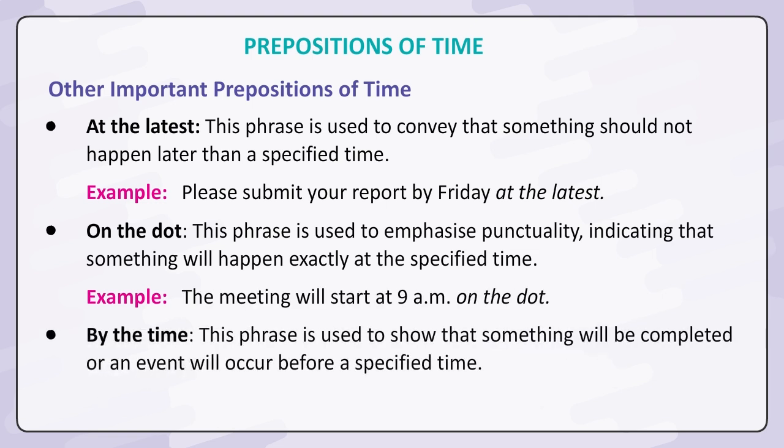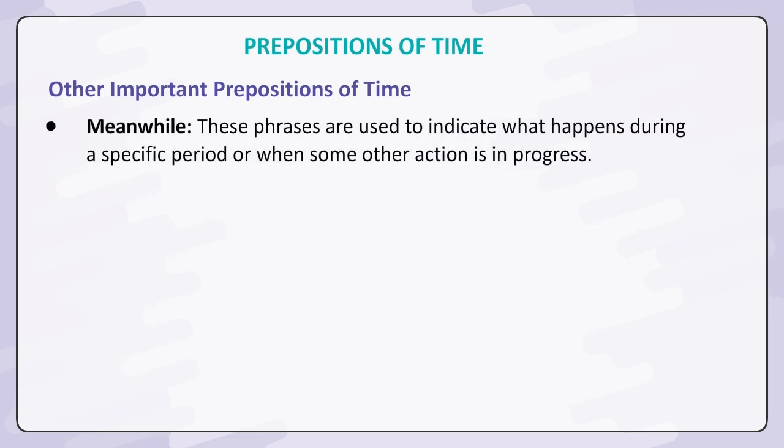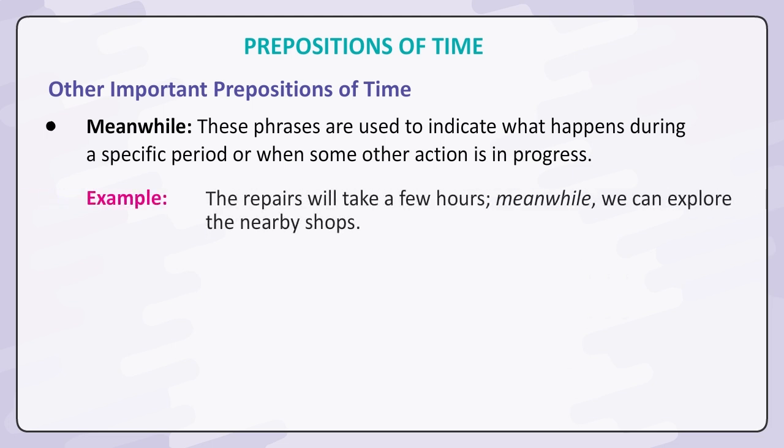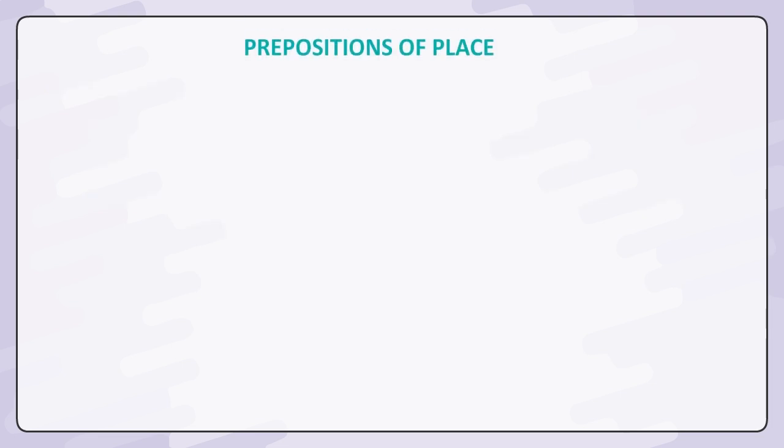on the dot. By the time. This phrase is used to show that something will be completed or an event will occur before a specified time. Example, I will finish my work by the time you arrive. Meanwhile, these phrases are used to indicate what happens during a specific period or when some other action is in progress. Example, the repairs will take a few hours. Meanwhile, we can explore the nearby shops.